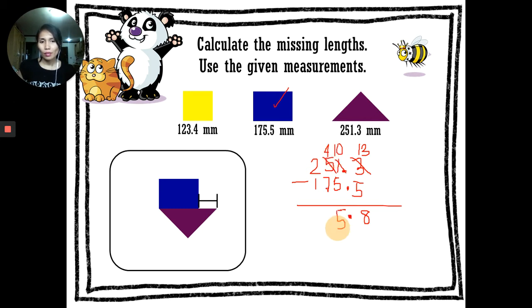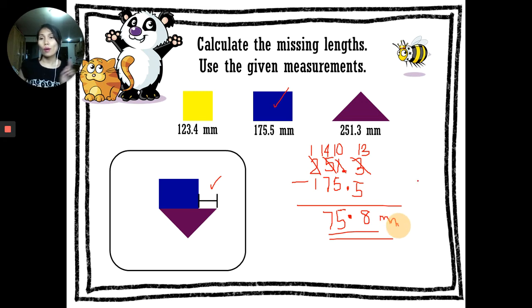Now 4 minus 7. Again, here's another problem. We cannot minus 7 from 4. So we will borrow from 2. 2 will become 1, and 4 plus 10 is 14. Actually, when we borrow, we will borrow 10, not just 1. So 14 minus 7 is 7. Now 1 minus 1 is 0. You don't have to write 0 there. So the answer is 75 and 8 tenths. That is the measurement here, millimeter.